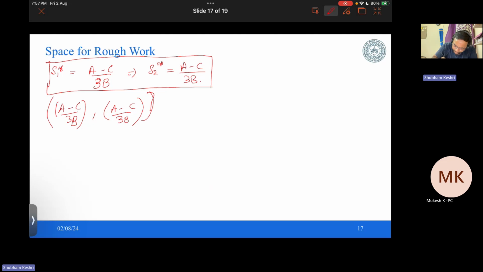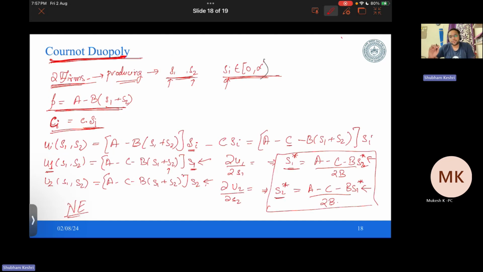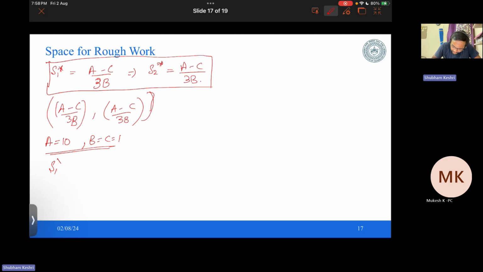Now sir has taken one example where A is 10 and B equals C equals 1. And for this he has drawn a graph. So what is that graph? We have best response lines. When we discussed Nash equilibrium and mixed strategy Nash equilibrium, we had drawn the plot of the best response curve. So the best response curve is S1 star equals (A minus C minus B S2) divided by 2B. Similarly, S2 star is (A minus C minus B S1) divided by 2B.